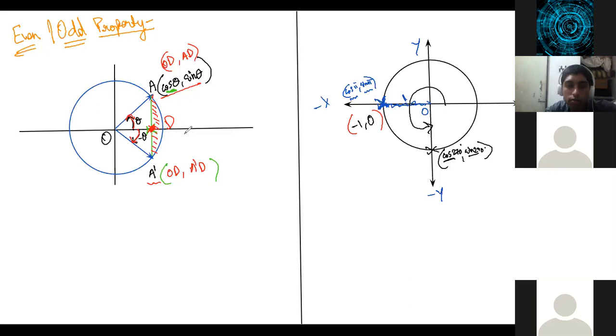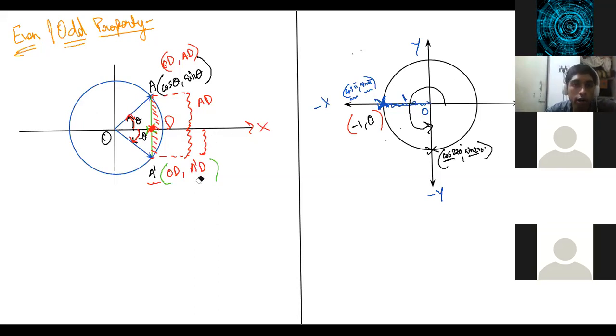Now, I'm just making a small change. This A dash D. See, if it is a mirror image, I don't know if you have learned this in physics. What happens in a mirror? The distance of the image is equal to the distance of the object. Have you learned this in physics? Yes, for a plane mirror. Exactly. So what is this distance? This distance is AD. If this distance is AD, then this distance will also be AD, but in the opposite direction. So what will the coordinate be? Minus AD.